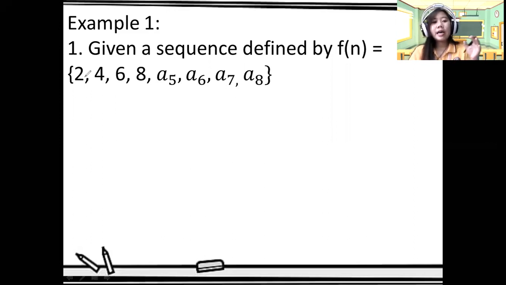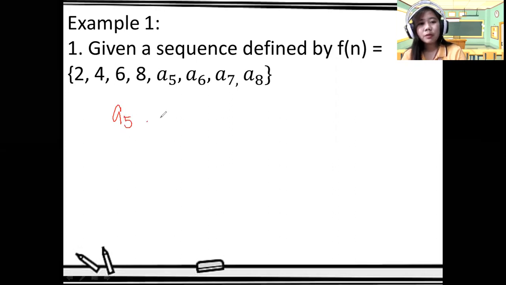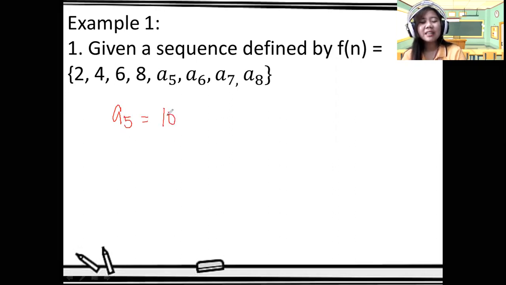Okay, so as you can see, from the first term, nag-add po tayo ng dalawa. So 2 plus 2 equals 4. 4 plus 2 equals 6. 6 plus 2 equals 8. Okay, so what do you think is the fifth term, or the a sub 5? So tignan nga natin. A sub 5 is equal to 10. Bakit siya naging 10? Because 8 plus 2 equals 10. Okay, a sub 6 equals 12. Very good. A sub 7 equals 14. And a sub 8 equals 16.